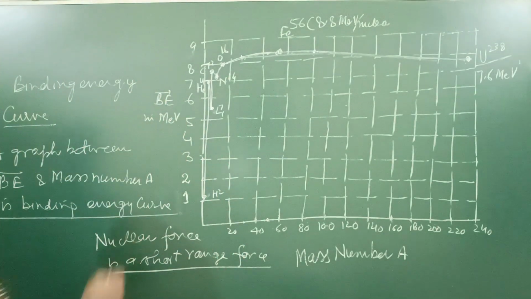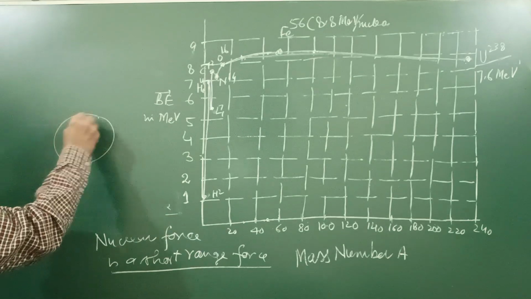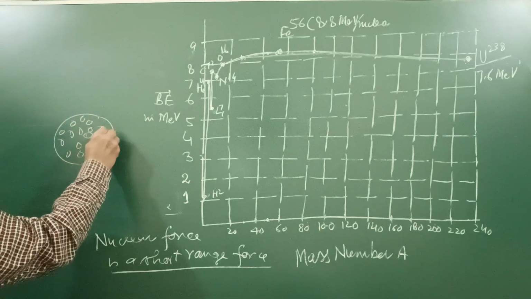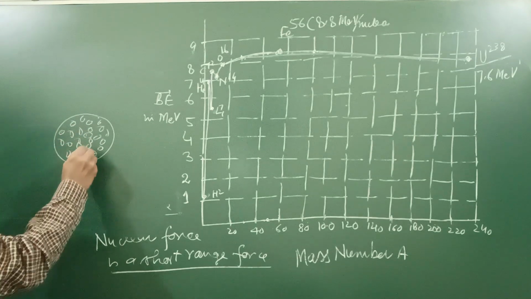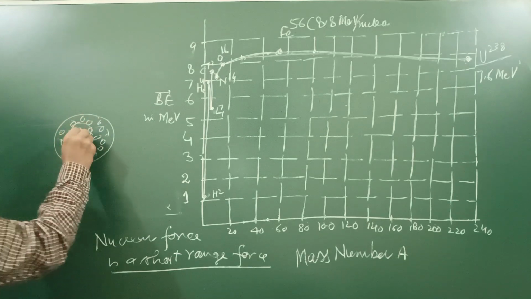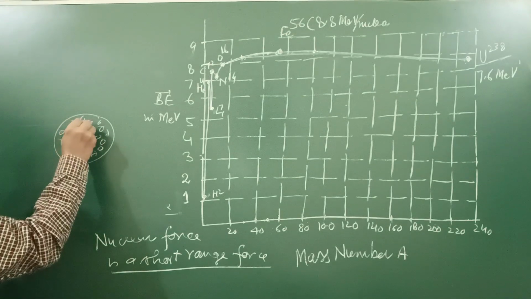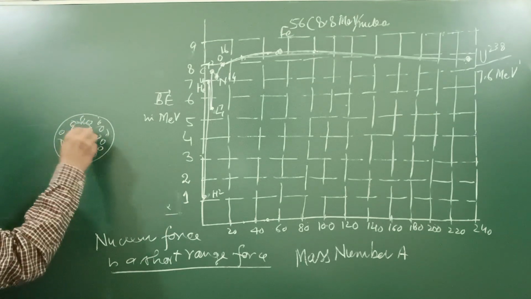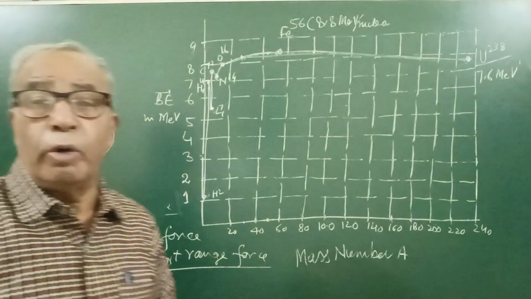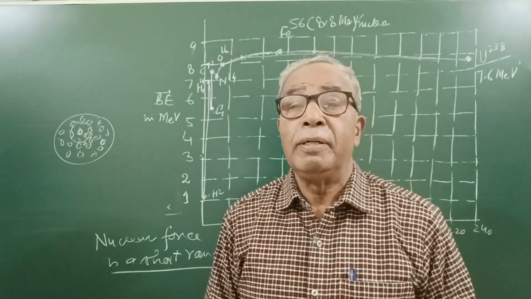Suppose here is the nucleus and it has nucleons like this. So a nucleon present here or here is subject to the nuclear force of this nucleon, which will be effective only on the neighboring nucleons. The nuclear force is not effective between these nucleons. For nucleons at a larger distance, the force of a particular nucleon will not be effective.